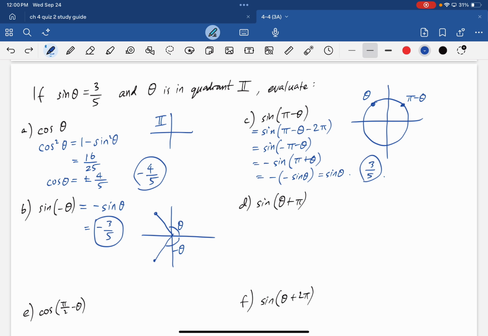Okay, next one, theta plus pi. Who has the answer? Very good, negative 3/5. The reason is because if theta is here, then adding pi simply takes us 180 degrees around the circle, right? So that's going to be flipping both the x and the y coordinates. So this is equal to negative sine theta, which is equal to negative 3/5. As I said, these are one of the harder questions on the test.